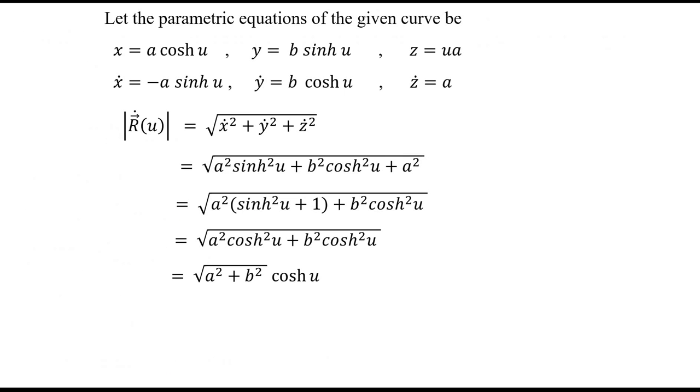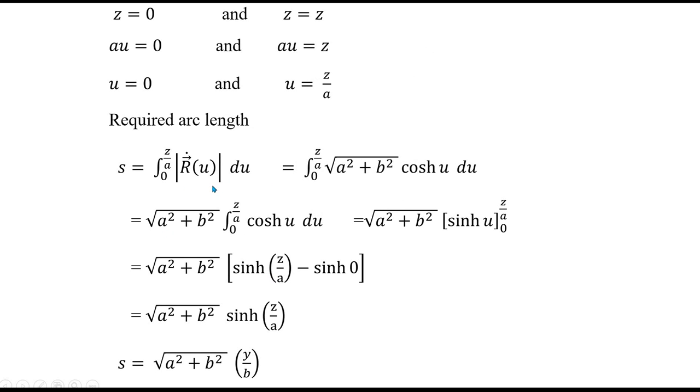So we know s equal to integral u0 to u square root of x dot square plus y dot square plus z dot square into du. Therefore x dot is a sinh u, y dot is b cosh u, z dot is a. So therefore mod r dot of u equal to square root of a square plus b square into cosh u. So now we apply this integral. So we are changing the limit.